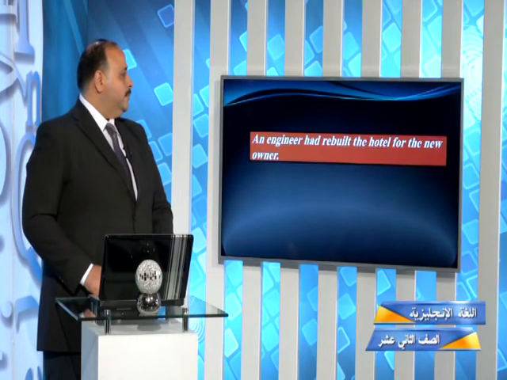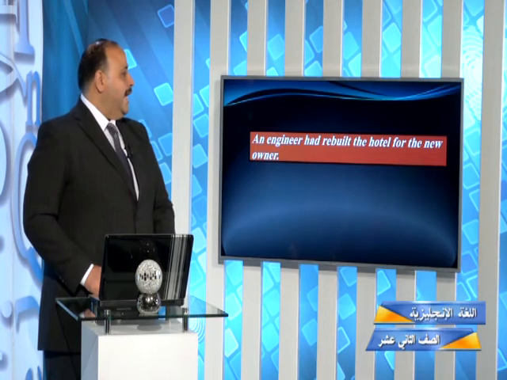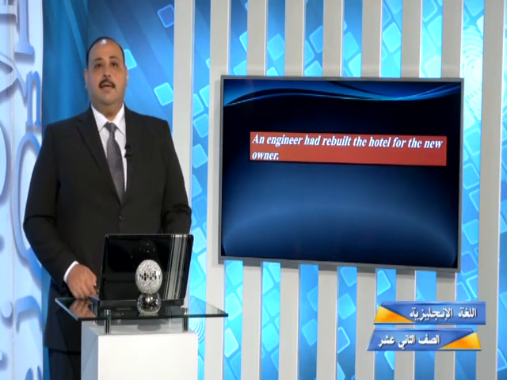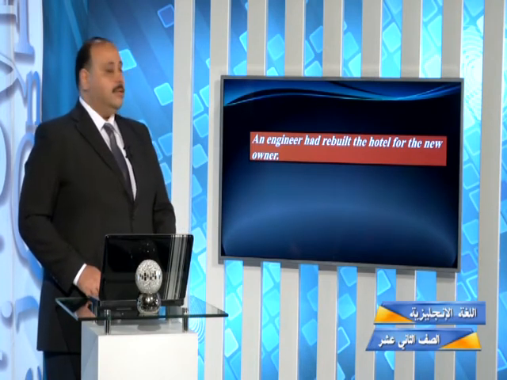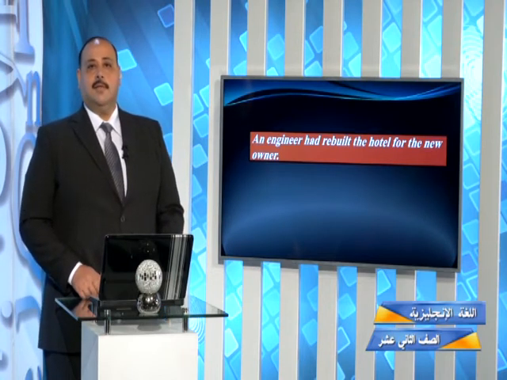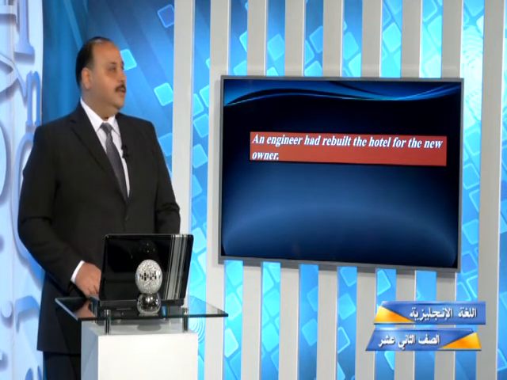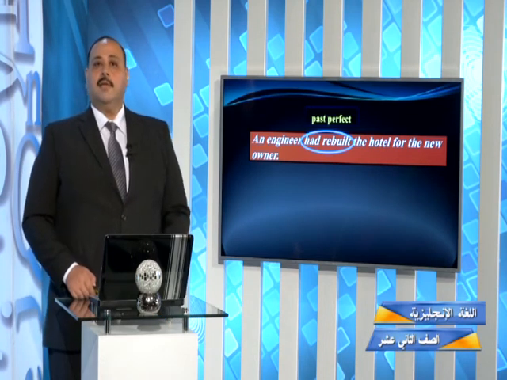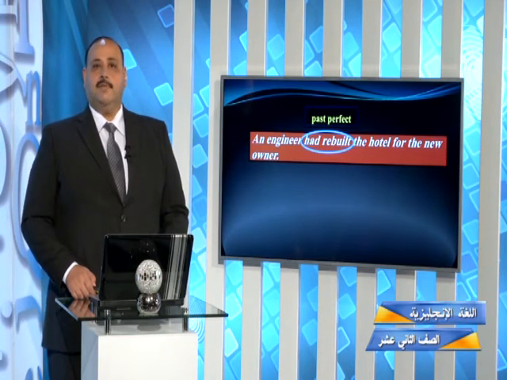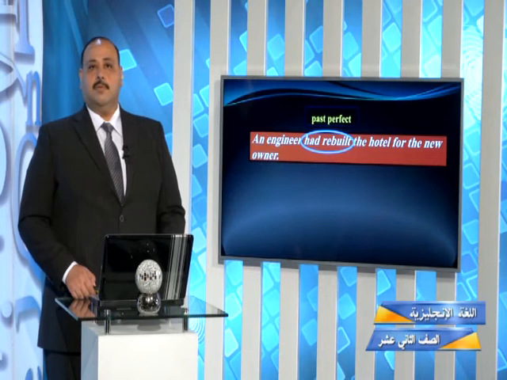All right. An engineer had rebuilt the hotel for the new owner. Again, an engineer had rebuilt. Okay, the tense is what? Present or past? Yes, it's past, but what kind of past? Is it past simple, or progressive, or perfect? It is good, past perfect. How can I know? Normally, past perfect is composed of had as an auxiliary, followed by the past participle of the verb.